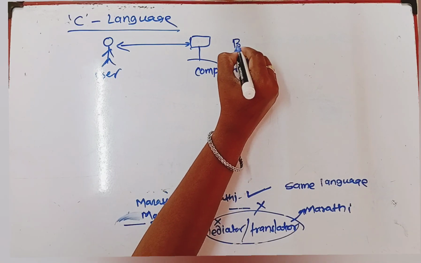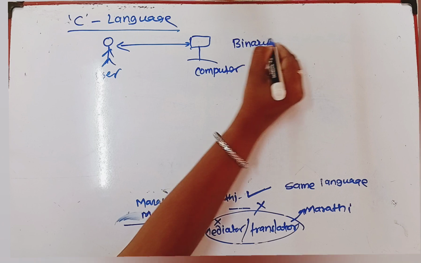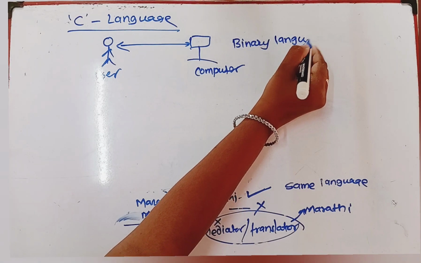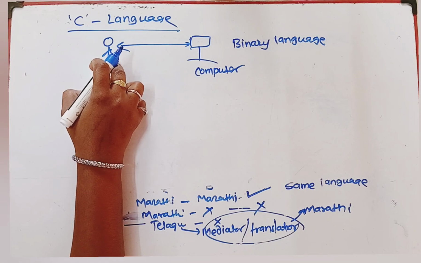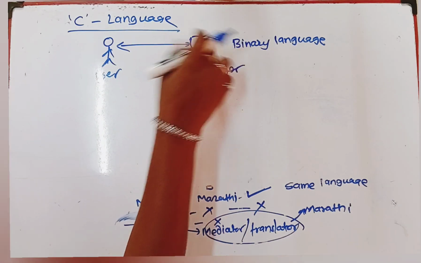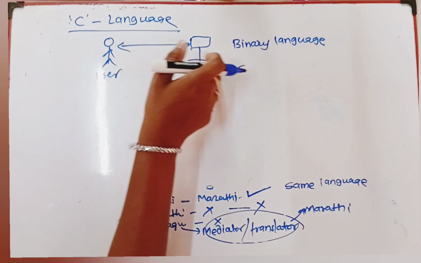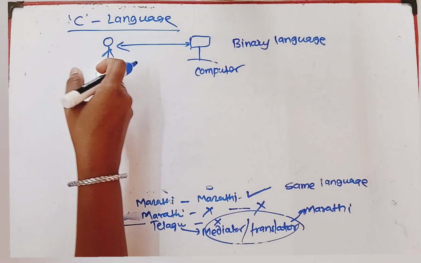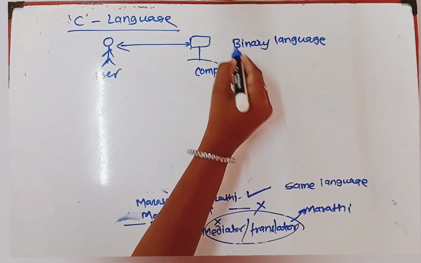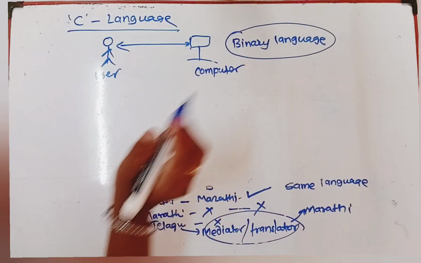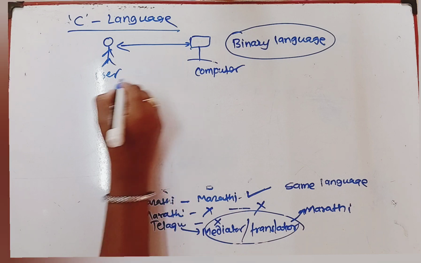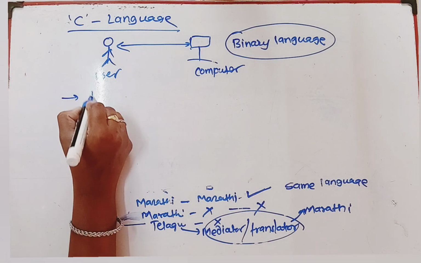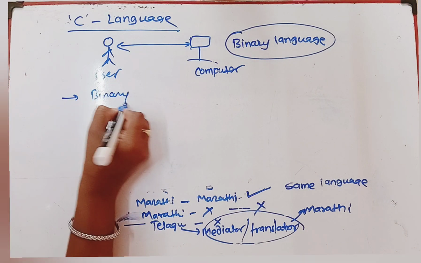It is binary language. What is the language that the computer understands? Binary language. Do we really understand binary language? If we want to communicate with the computer, we must know binary language, then only can we communicate, so that whatever we are speaking, the computer can understand. The computer can understand only one language, that is binary. So do we really speak binary language? No. Why do we not speak binary? Because binary is a difficult language.